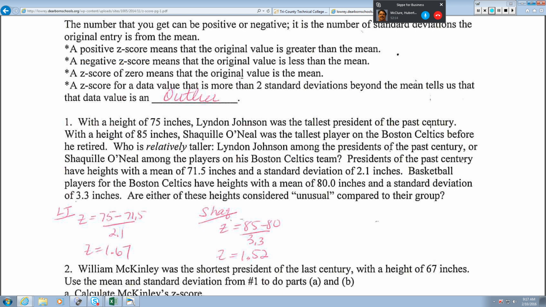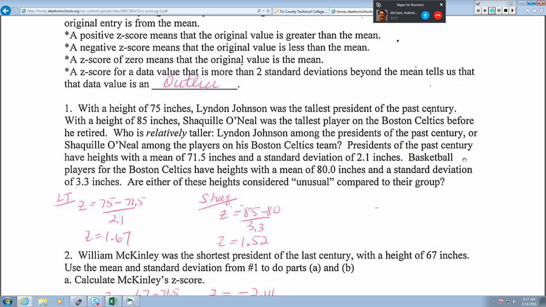All right, I want you to write this down right here. Number 1. You don't have to write every word. Just put LBJ 75 inches with a mean of 71.5 and a standard deviation of 2.1. And then write Shaq is 85 inches with a mean of 80 inches and a standard deviation of 3.3. That's all you got to write down.